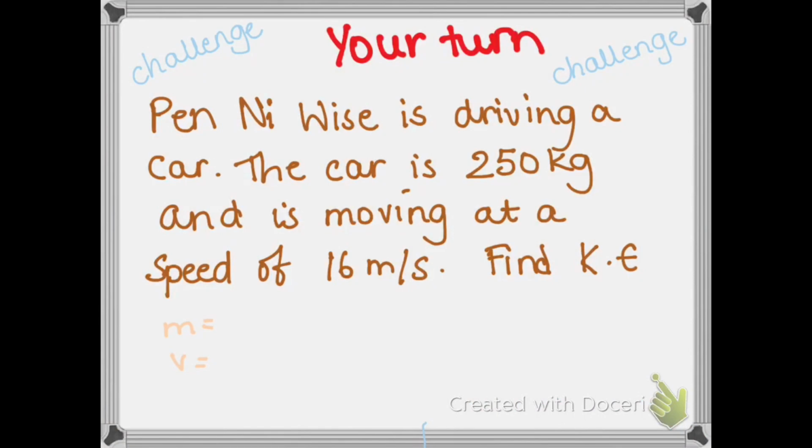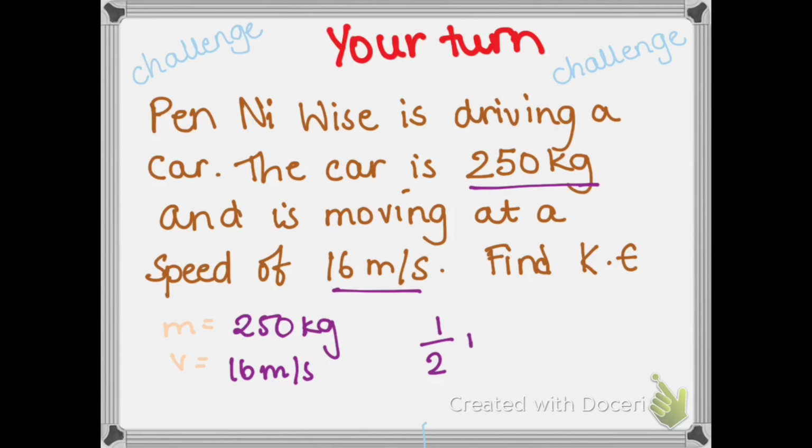2, 1. Okay, so let's just start on with solving it. Pennywise is driving a car. The car is 250 kgs and is moving at a speed of 16 meters per second. Find the kinetic energy. I've highlighted all the important parts, so we know that the car is 250 kgs. And then we also get to know that the velocity is 16 meters per second. And all we have to do is substitute it in half mv squared to get the answer.